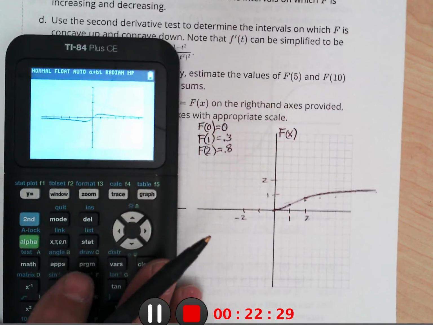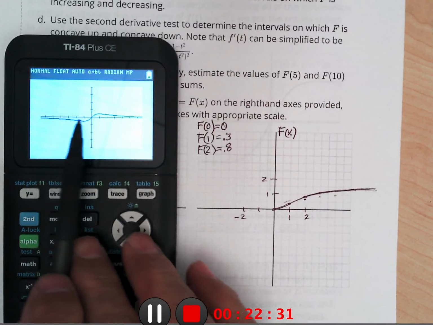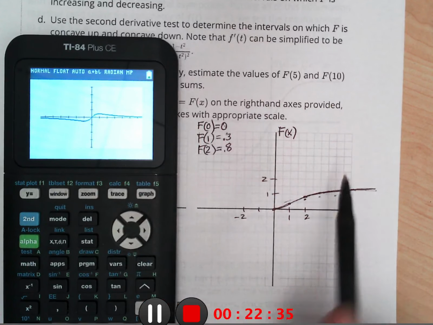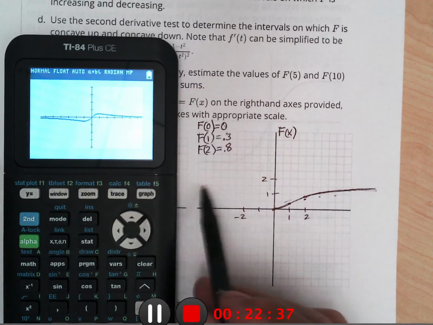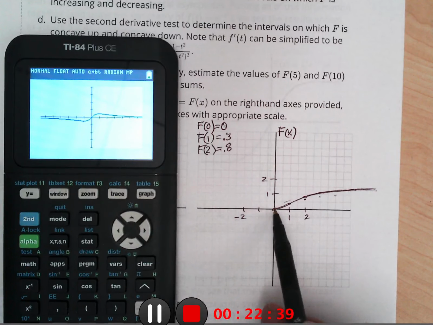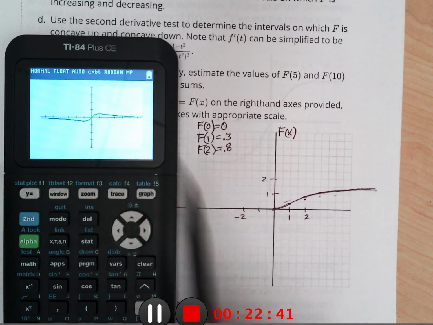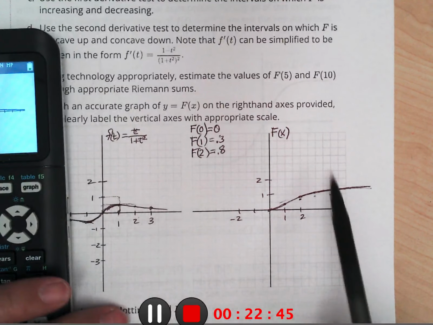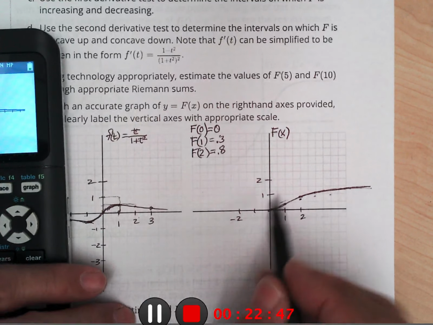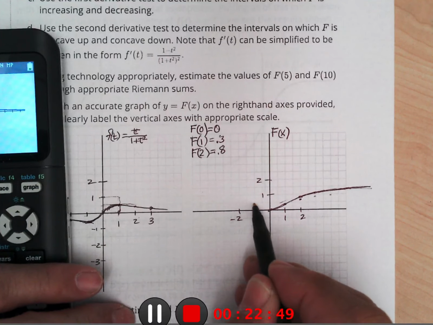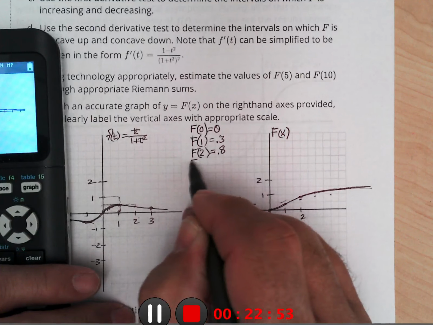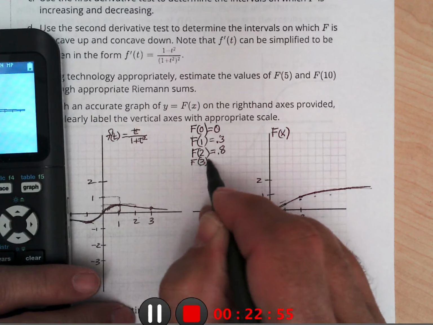This is negative area, so this function has to be going down, but it has to end up at 0, so it must be positive here and coming down. And it looks very similar, and so this is probably a reflection over, and that's exactly what it is. So 0.3, 0.8, and f of 3 was 1.2-ish.